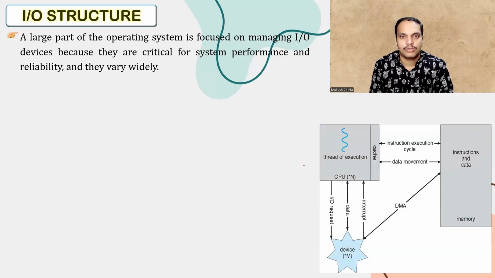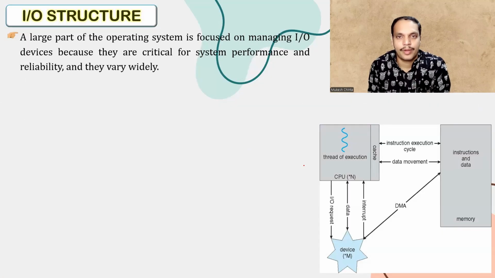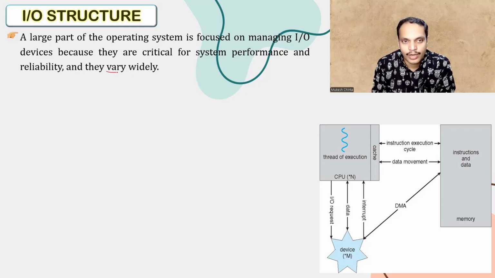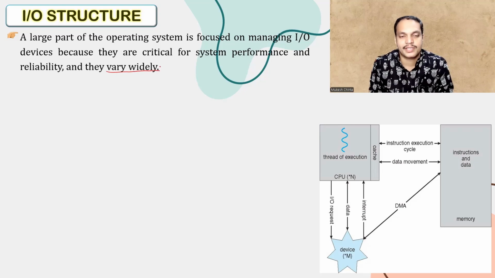Okay, so which brings us to the last topic for our particular discussion, which is your IO structure. As you know, IO management is also a crucial task for the operating system. మనకి ఈ హార్డ్వేర్ కాంపోనెంట్స్ లో ఇన్పుట్ అవుట్పుట్ forms a major role. So a large part of the operating system is focused on managing input output devices because they are critical for system performance and reliability, and they vary widely. Ani oka rakamga unnavu, different IO devices are present.